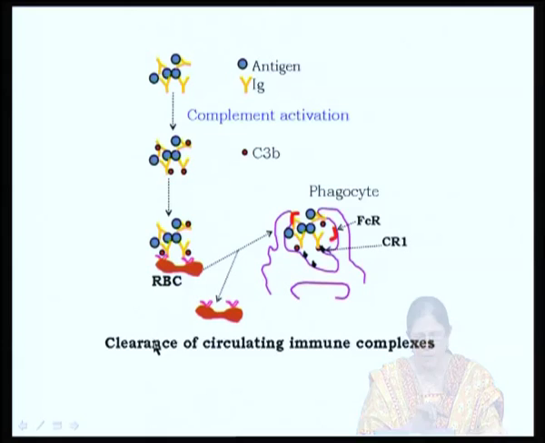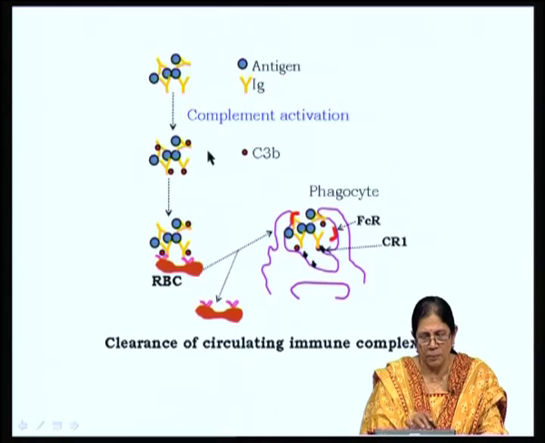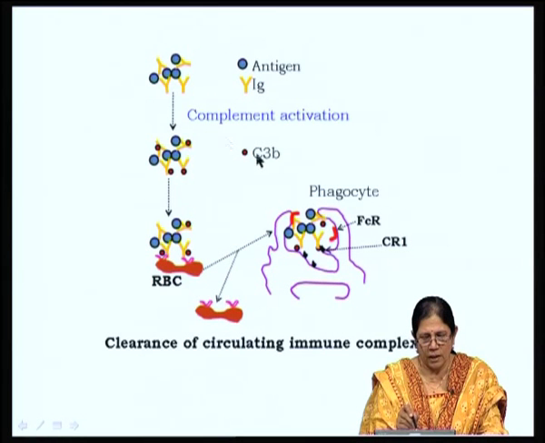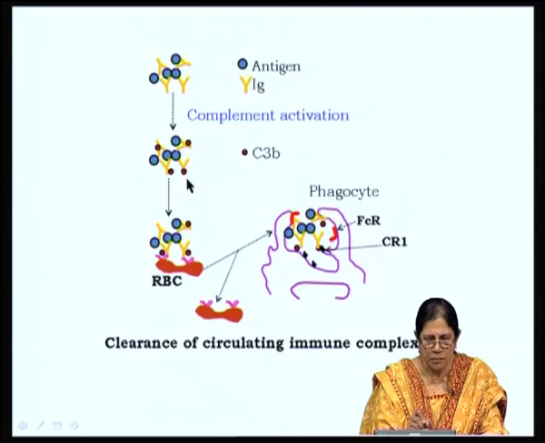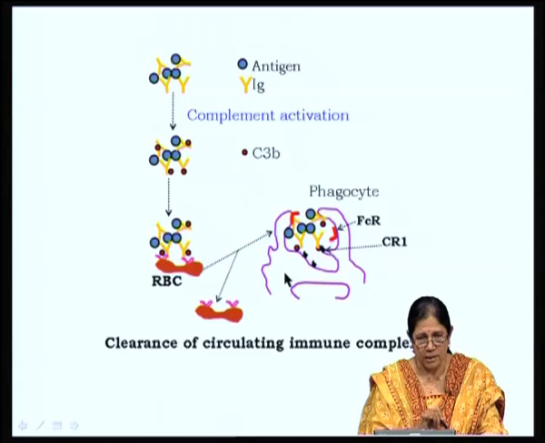Clearance of the circulating immune complexes, how does that happen? You have the complex formation, antigen antibody interaction. This brings about activation of the complex. What is not depicted here is the formation of the C1q binding, and then C4b2a, and then formation of C3b. So, we come directly to C3b, which would be attached to this site, and the C3b is here in red. The C3b has receptors on red blood cells as well as phagocytes.